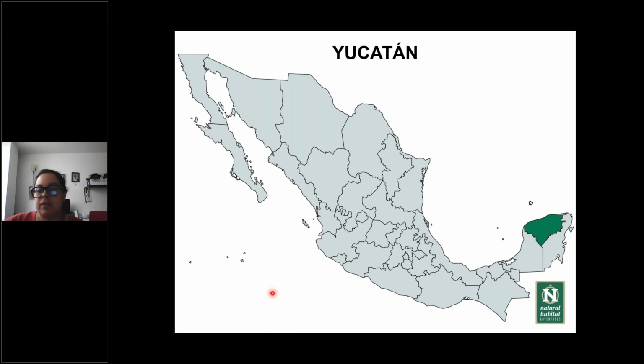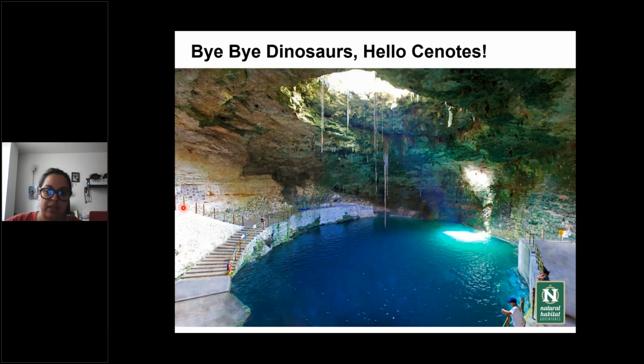If we go north of the Yucatan Peninsula, we find the Yucatan state, the one that gives its name to the peninsula. And this is what I was mentioning, the cenotes. The cenotes are thought to be made after the impact of a meteorite that supposedly led to the death of all the dinosaurs. So that's what I just say, like, bye-bye dinosaurs and hello cenotes.